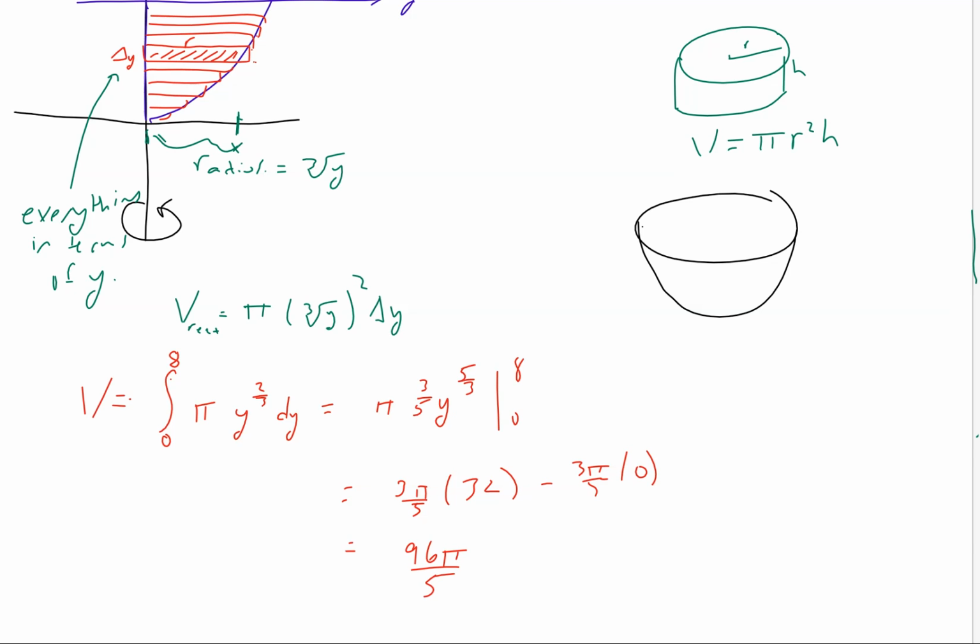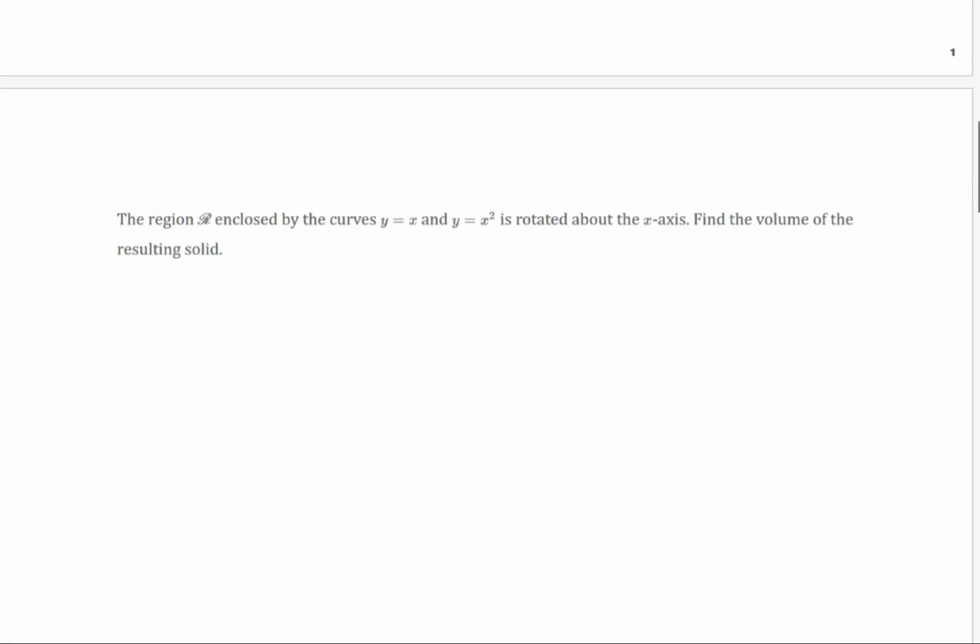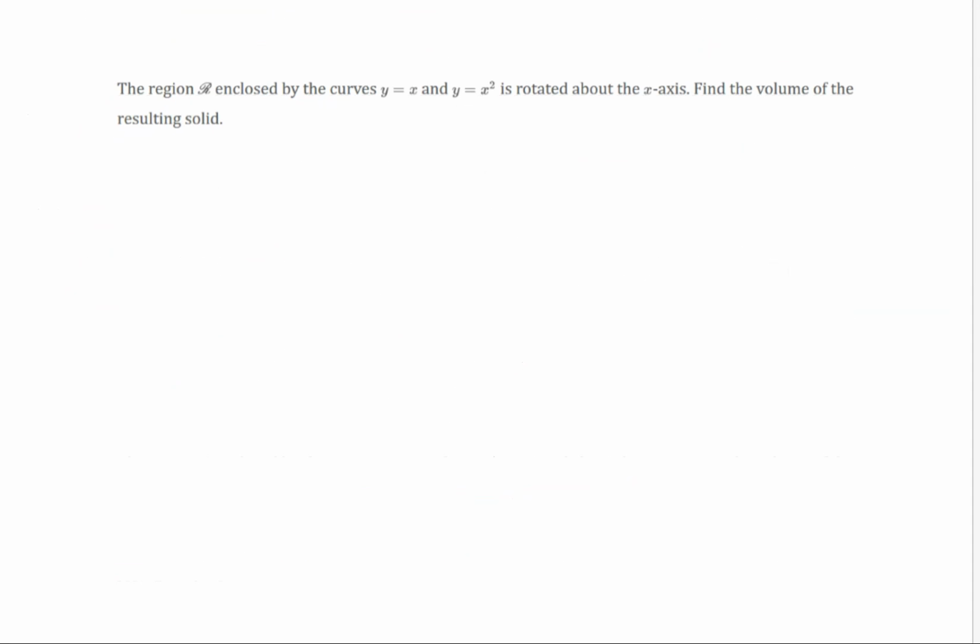All right, so I've got 4 examples here, so let's move on to the next one. Each one of them is a little bit different. So here we're going to revolve something around the x-axis, okay? And let's see what happens here, what our shape looks like.